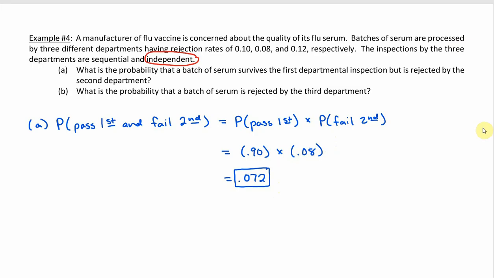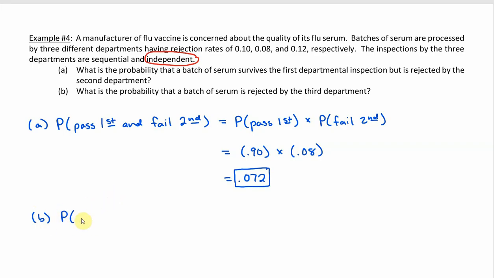Then part B, rejected by the third department. So it has to get there first, right? Because if it's rejected by the first department, it's just rejected right there. It doesn't keep going. So in order for it to be rejected by the third department, it would have to pass the first and pass the second, and then get to the third and be rejected there. So this has 3 events. It still works the same way. It's just going to take a little bit longer to write out.